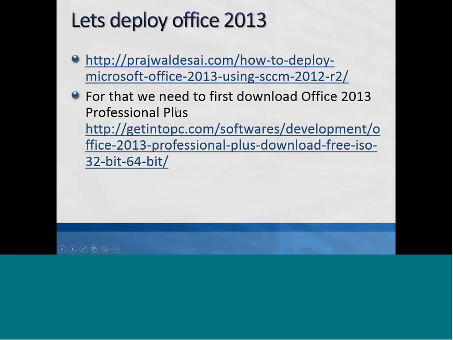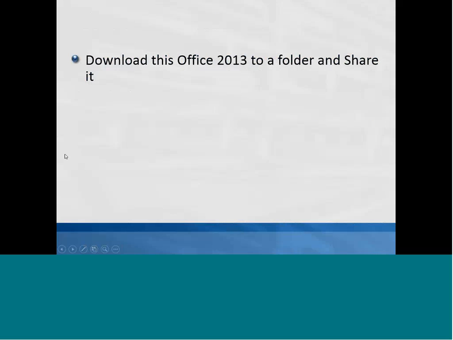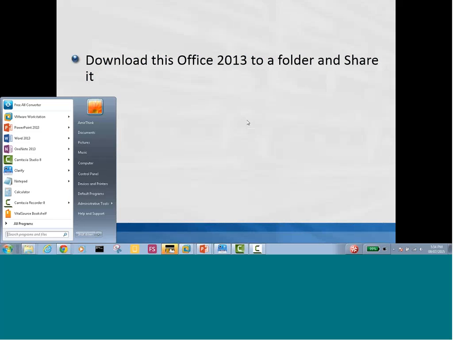Let's exhaust all the easier ones first. For that, we need to first download Office 2013 Professional Plus, and this is the link I've given. I've downloaded from this link already. If the download has been done, I'm going to put it in the shared folder, and from there we can start deploying Office 2013 through SCCM on our client machines.